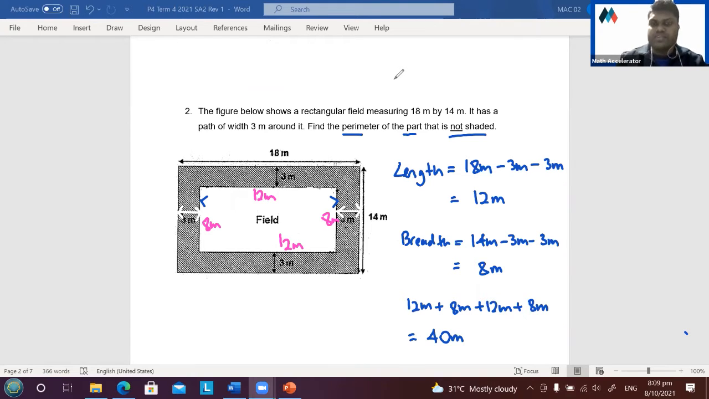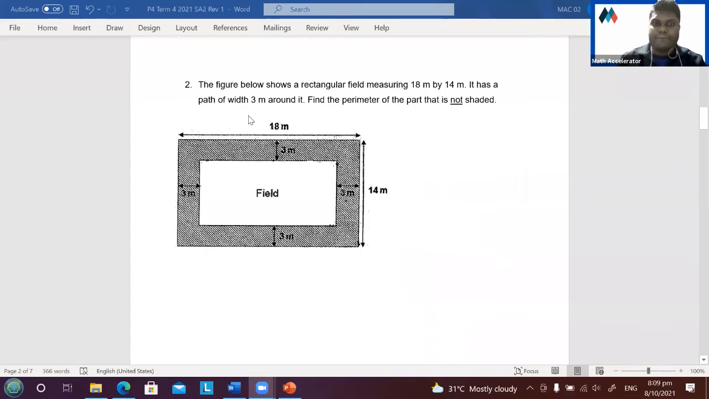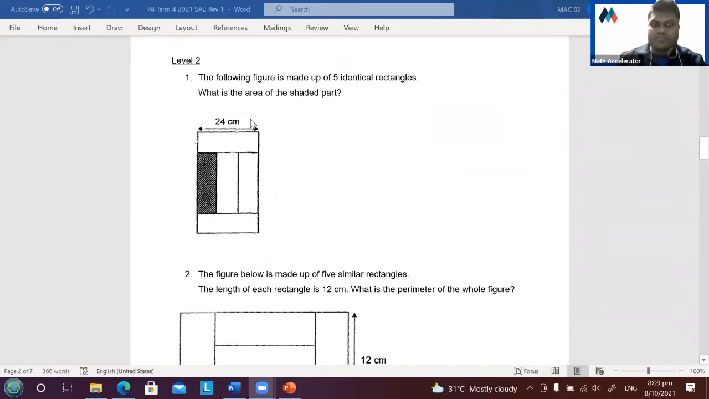Okay, let's go on to the next question. Okay, so now we have moved on to level 2. The following figure is made up of 5 rectangles. What is the area of the shaded part?